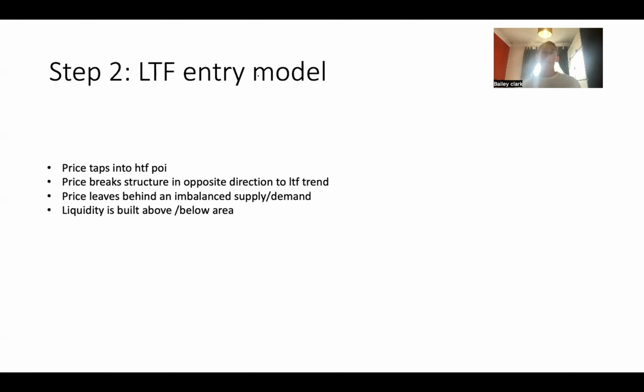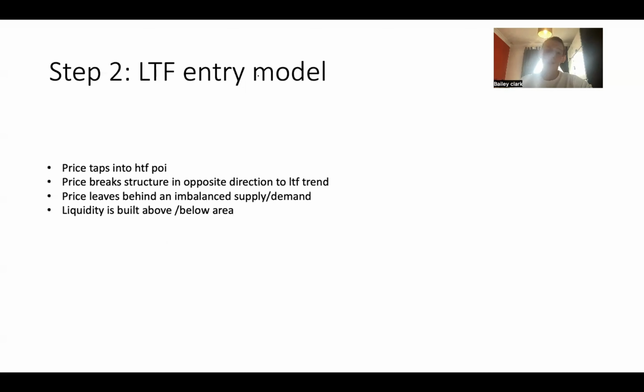Step 2 then is our lower time frame entry model. And this is simply when price taps into our higher time frame area, like it already has done from the previous slide. We then wait, on the lower time frame, for price to break structure in the opposite direction to the trend. So if price is higher time frame bullish and we are looking for buys, on the lower time frame, this is going to be looking like a downtrend, because the higher time frame would be moving down at the time. So on the lower time frames, it's obviously going to be a downtrend, printing lower lows and lower highs.